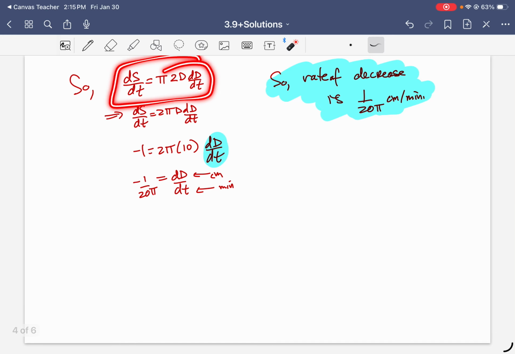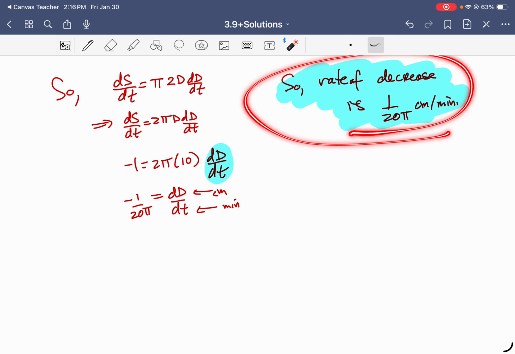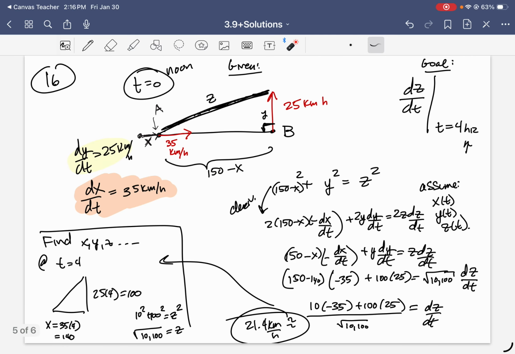Well, from there, if this is true, and we knew that the surface area was changing at a rate of -1, what was it? It was losing 1 centimeter squared per minute, the surface area was. So I can plug in for that. I can plug in for a diameter of 10, and that allows me to solve for the change in diameter with respect to time. I end up getting -1 over 20 pi centimeters per minute as the rate of decrease of the diameter.